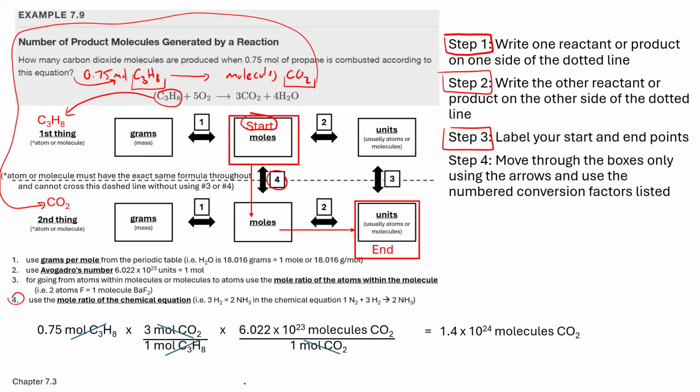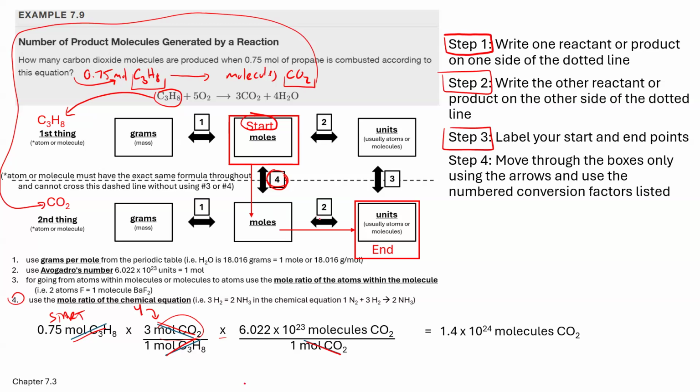All right, so here's where we're starting with. We're going to do 3 moles of CO2 on top to 1 mole of C3H8 on the bottom. You can see these cancel out. So we're left with now moles of CO2. But we multiplied that again, so those cancel out. And I'll show you where this step is. This is step 4. This is the mole ratio, sorry, equation 4, mole ratio of the chemical equation.